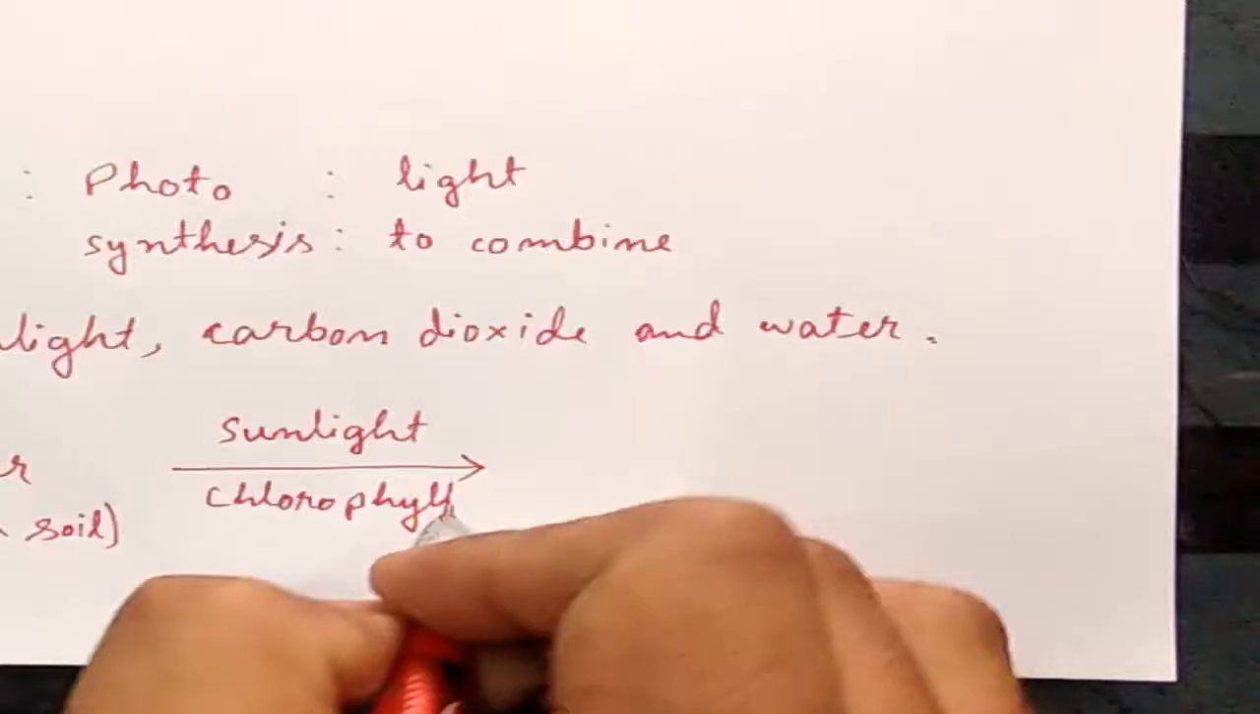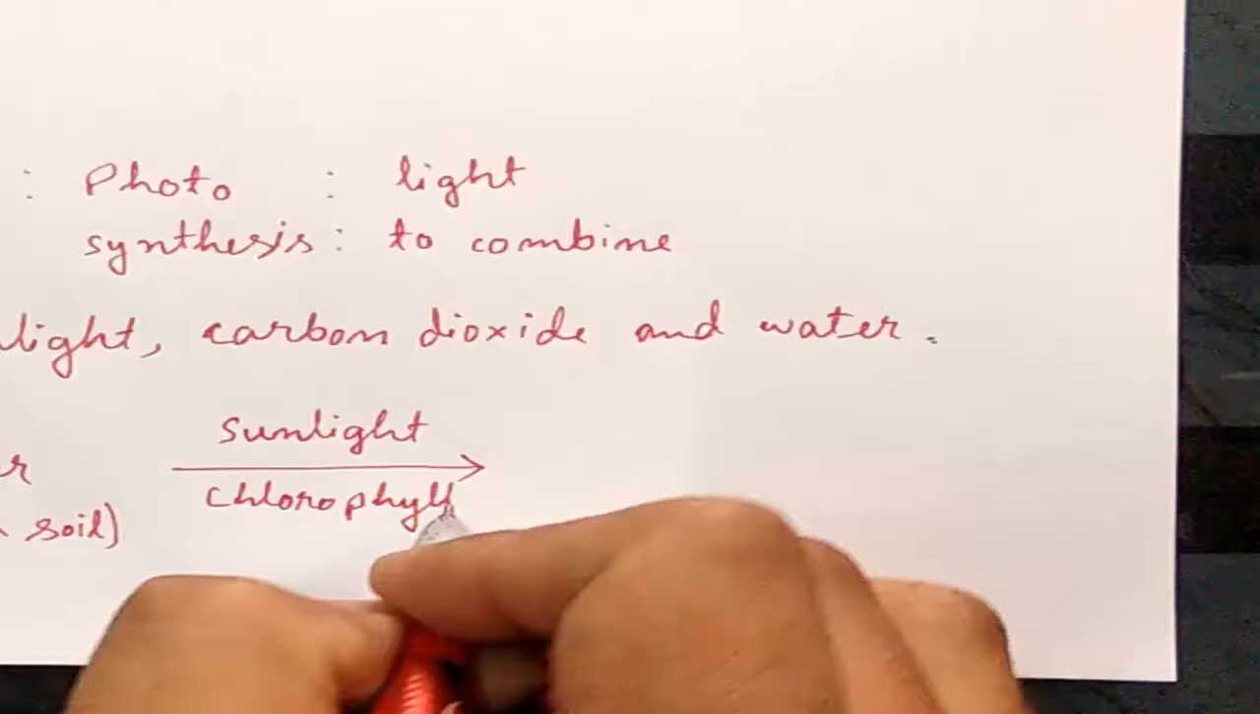From the sun, the plant, that is the chlorophyll present on the leaf, will get the sunlight. From the air, carbon dioxide will be taken by the stomata. Water and minerals from the ground will be absorbed through roots, and all these materials will be combined and photosynthesis will be done.